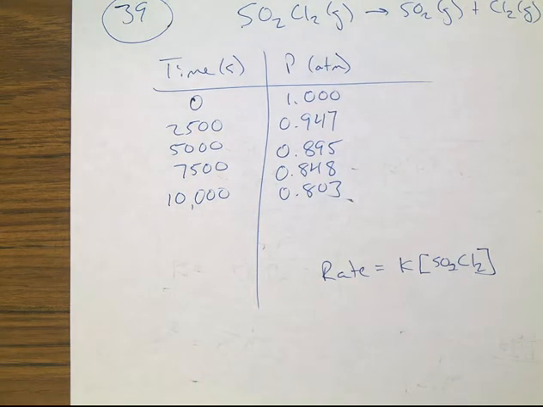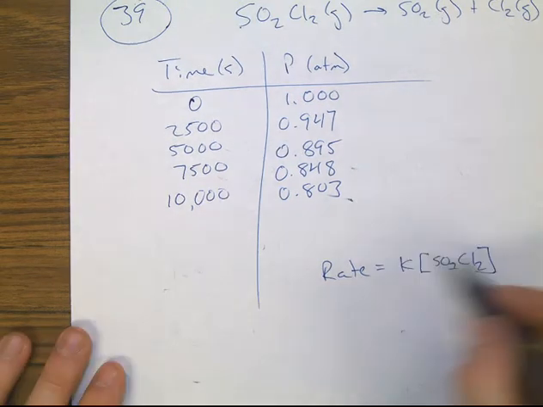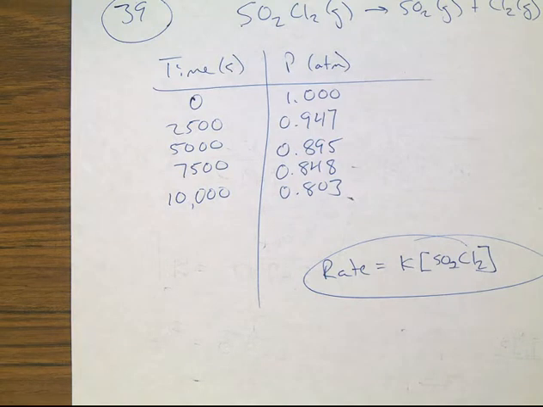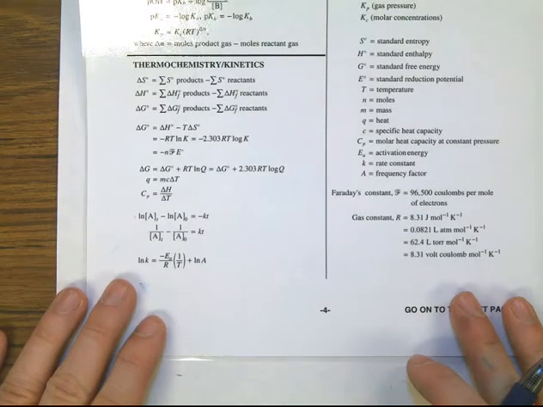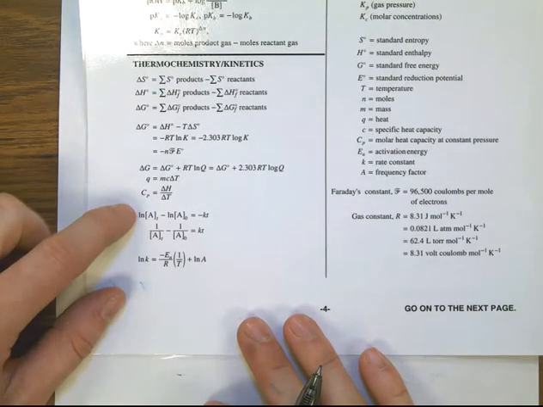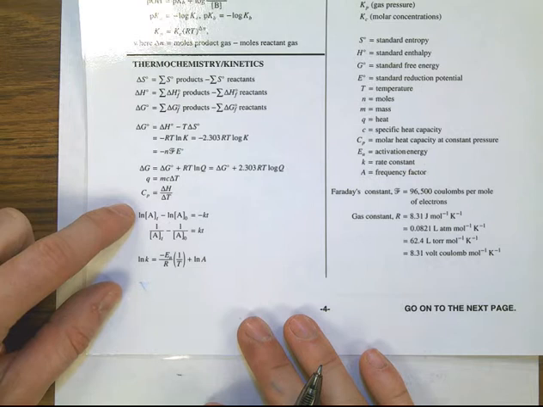Now, if I look at this, I don't have enough information to use this equation to solve it. But fortunately, I do have enough information on my formula sheet. Since it's a first order reaction, I know that this right here is the integrated rate law for first order reactions.